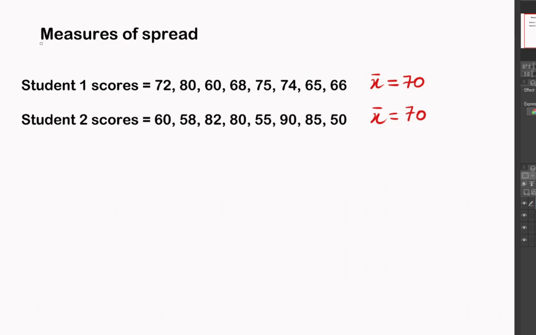So one of the things we're interested in statistics is measures of spread, which basically means, can we have a measure or a number that tells us how spread out the data is? Now, we already actually know one of these, and that's the interquartile range. If you remember, interquartile range is the third quartile minus the first quartile.